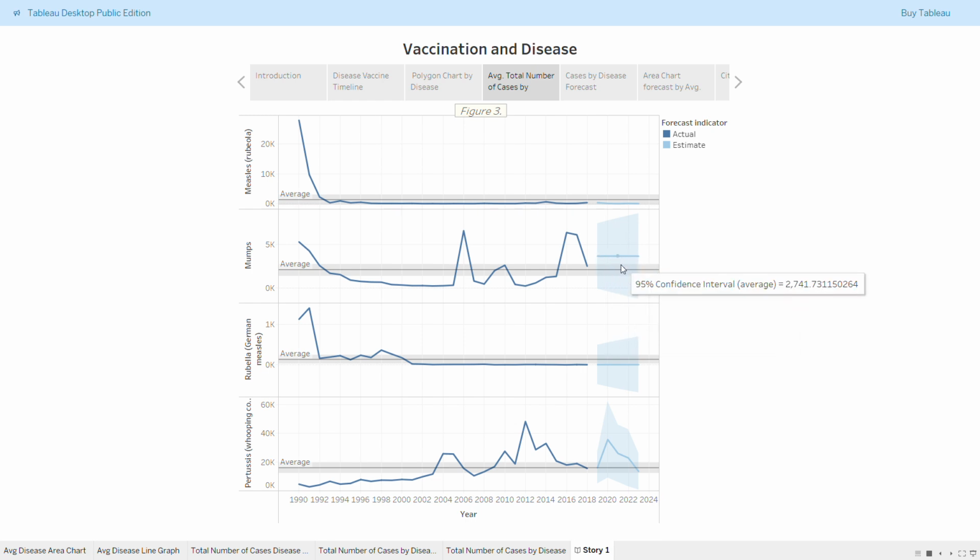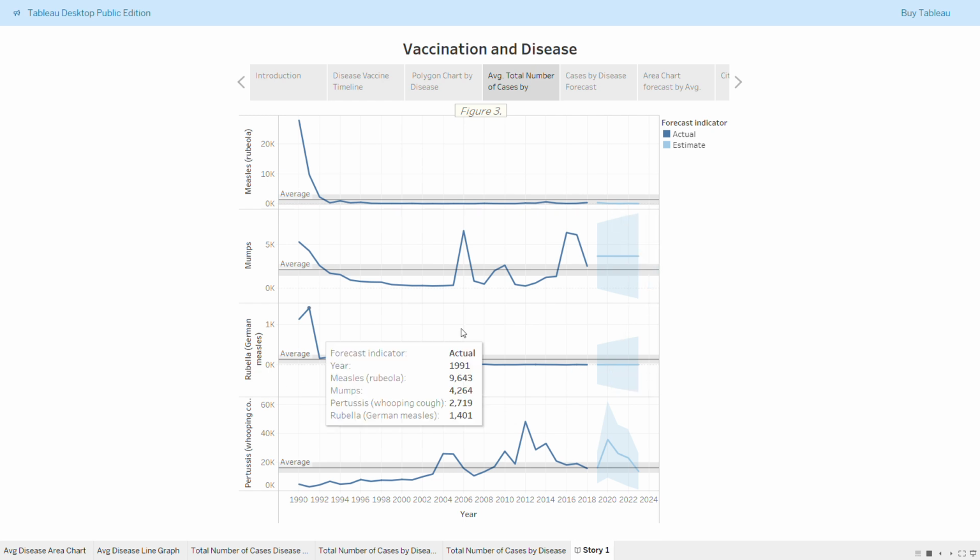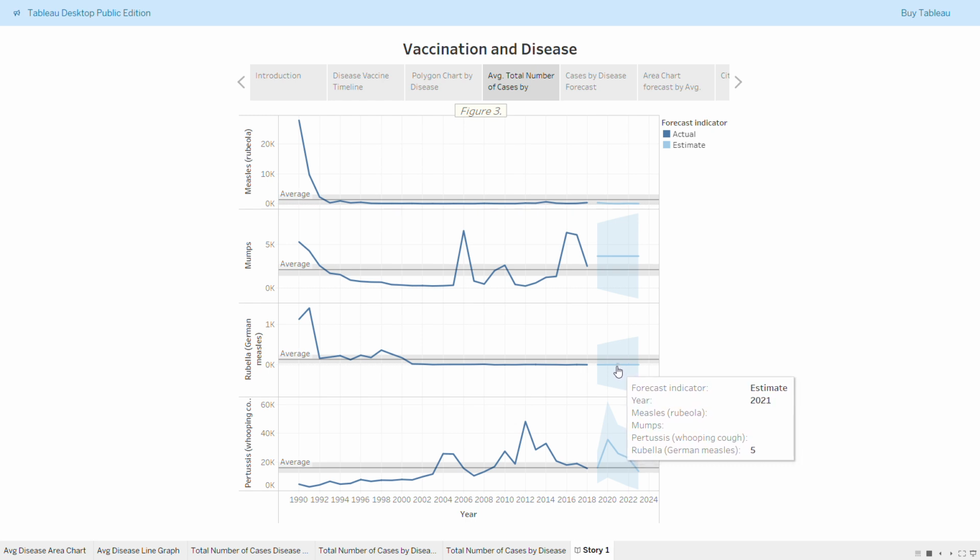It does, unfortunately, predict some cases, but we can see very large estimates here. For rubella, we can see a large decrease. They think it will be a very low number of cases. Again, pretty small, moderate estimates here, but, obviously the vaccines are working.